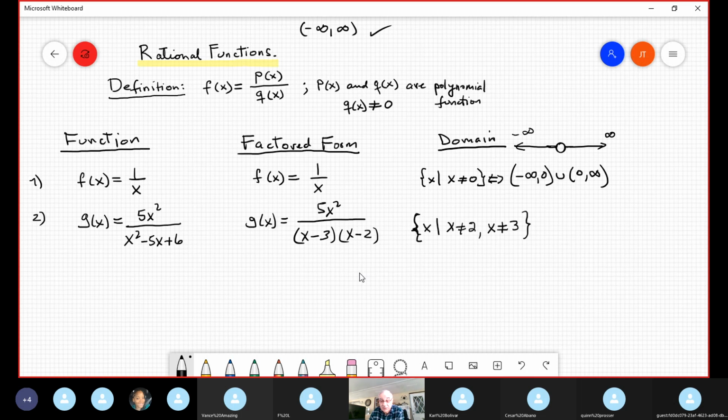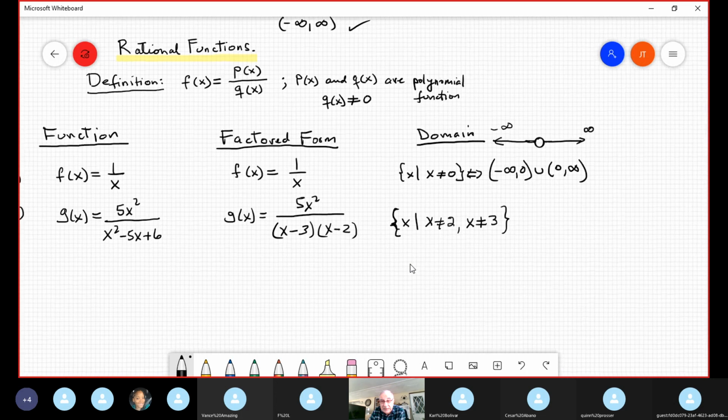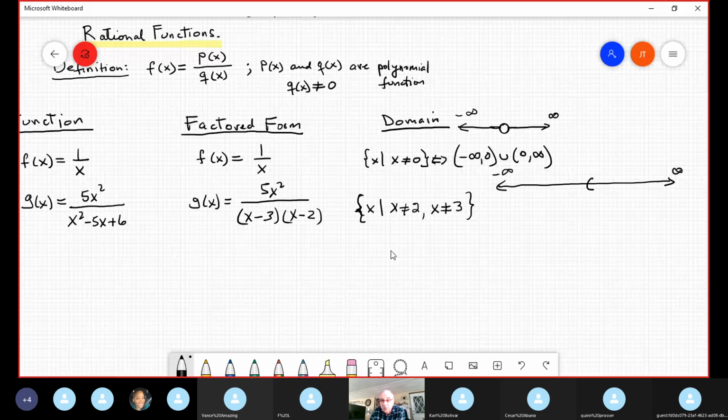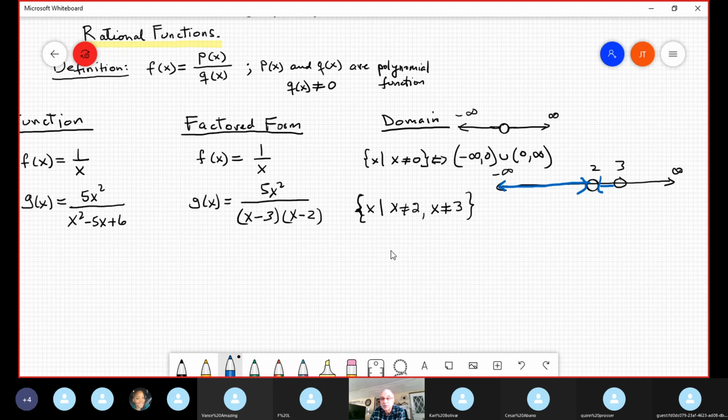If you want to represent the same idea in interval notation, basically we have 2 holes. Look, this is the sketch in 1 dimension. Infinity positive, infinity negative. And we have 1 hole in 2, another hole in 3. So our domain is from negative infinity to 2, do not include 2, and between 2 and 3, from 3 to infinity, don't include 3, of course.